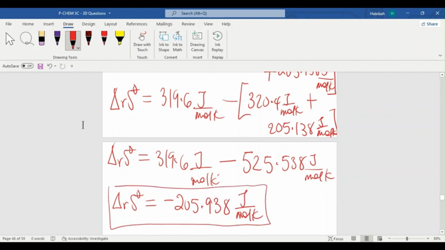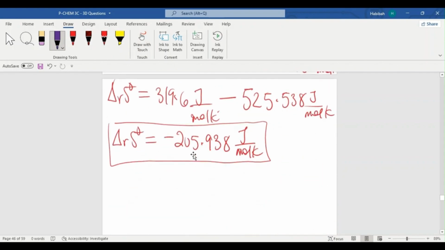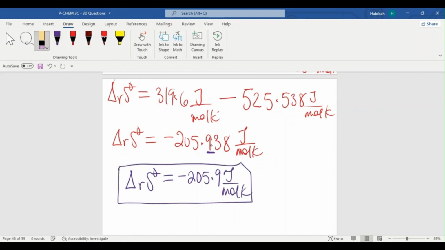But one thing you have to remember is that since we're dealing with a chemistry question, and we have a lot of additions in this question, the proper thing to do is to make sure that we have the proper number of decimal places in our final answer. So we have to go back to our question and see what has the lowest number of decimal places. We have one decimal place here, one decimal place here, and three decimal places here. So the lowest number of decimal places is one. So we're going to approximate our answer to one decimal place. So that will be negative 205.9 joule per mole Kelvin. So this is basically the answer to our question. So that's basically how you do this.